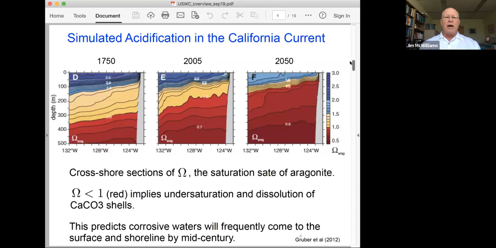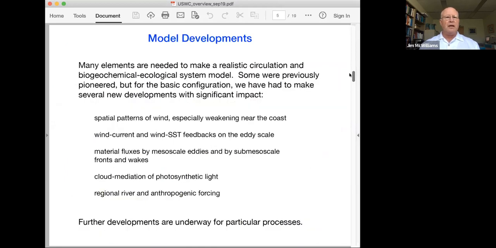And omega is something that measures the degree of danger for calcium carbonate in shells and other organismic impacts. In particular, omega equal to one is often taken as a threshold of danger, although of course there's a continuum of impacts. As you see, there's a strong rising of this omega equals one threshold with time under global change, predicting that corrosive waters will come much closer to the surface and impact a much larger volume of the ecosystem.